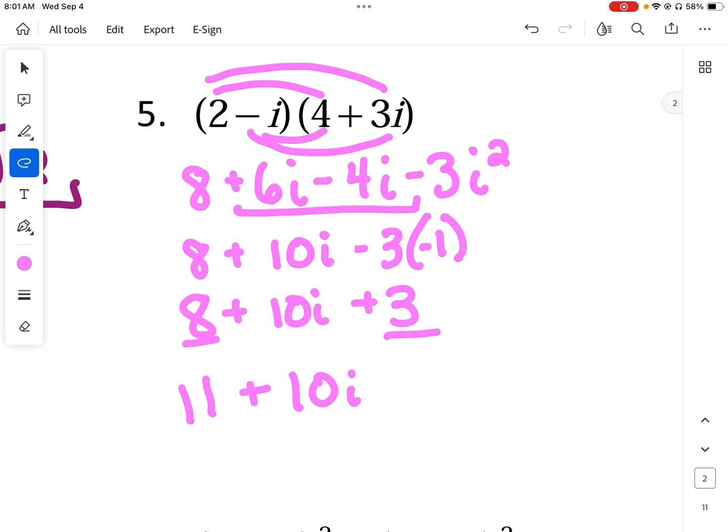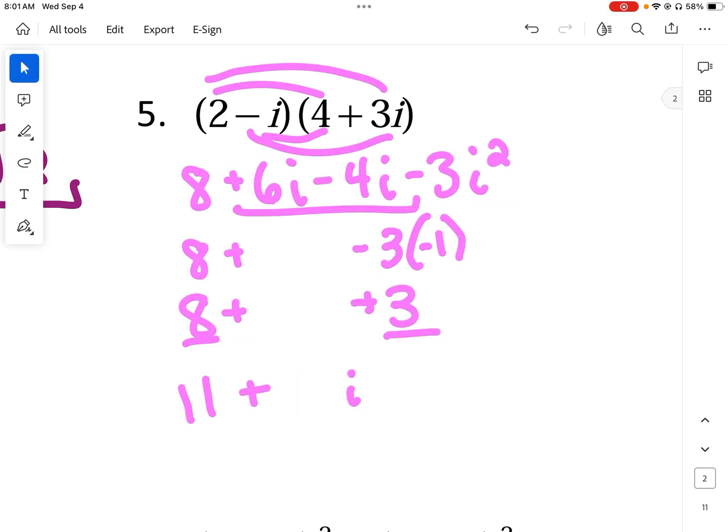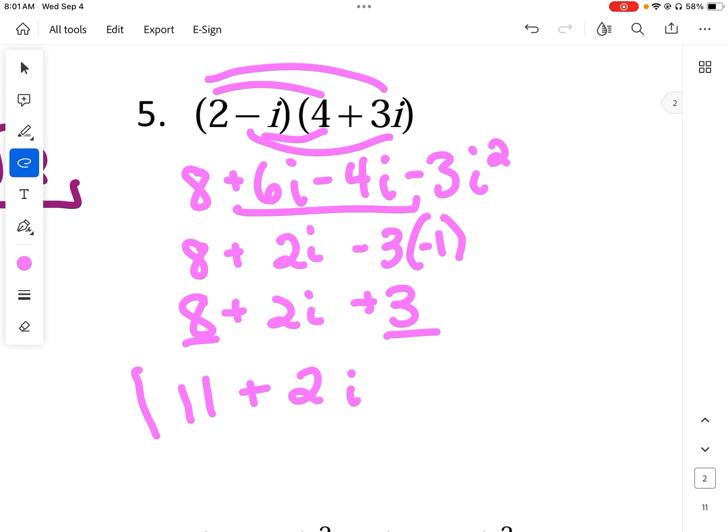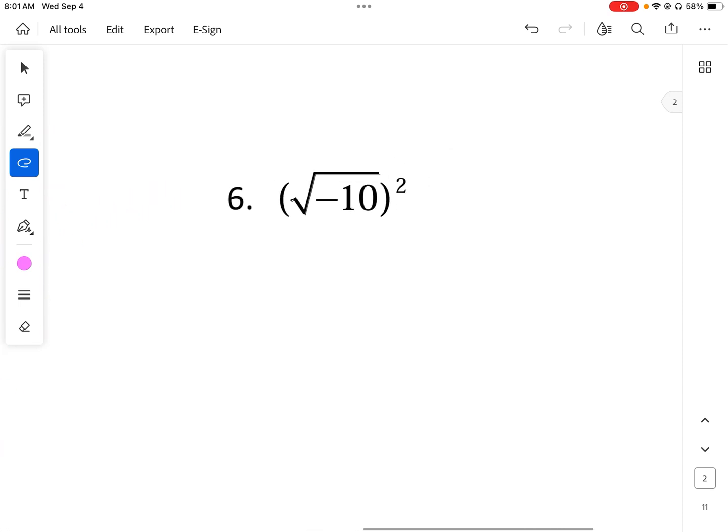Oh, you know what I messed up on? This should have been 2i, because I can't add those. That's a 2i. Okay, there we go. All right, let's go to the next one.